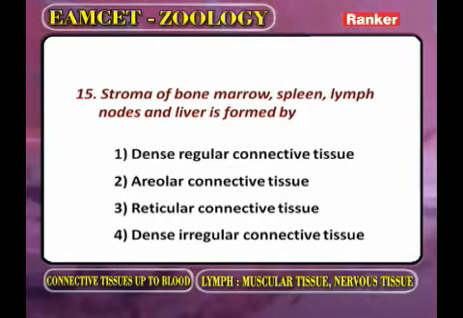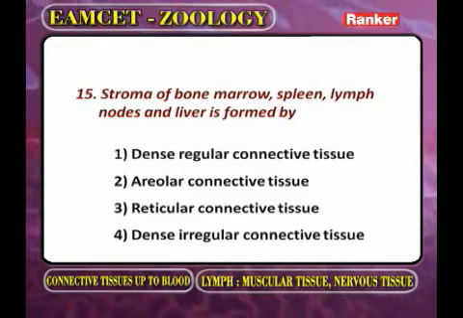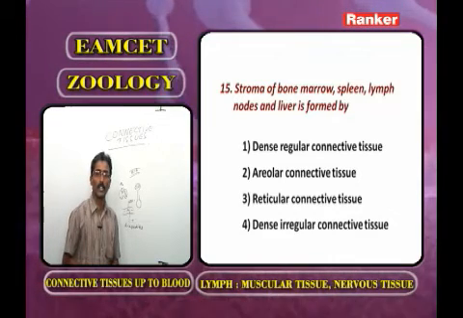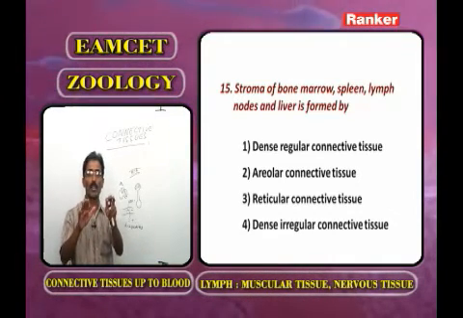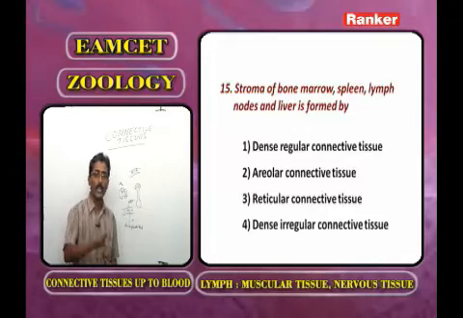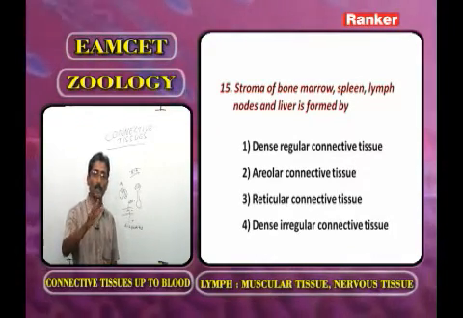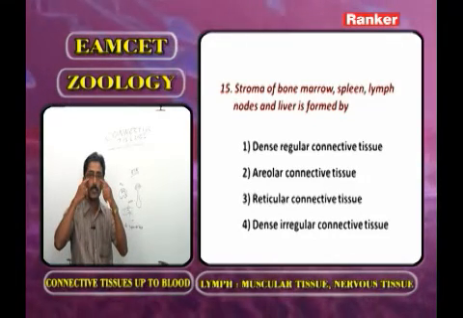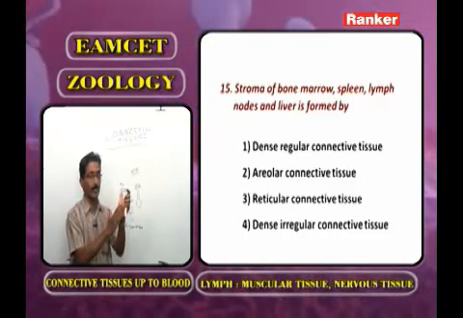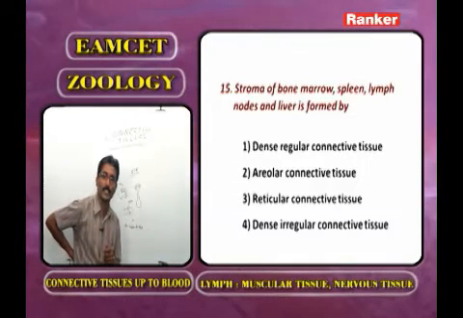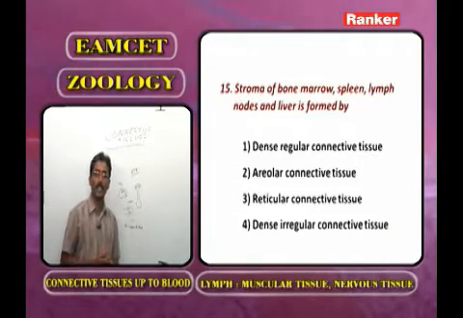Now you have to observe the options: the dense regular connective tissue, areolar connective tissue, reticular connective tissue and dense irregular connective tissue. For this question I am giving hints. As we observe, the mature connective tissue is broadly classified into areolar tissue, which is popularly known as binding tissue; the second one, adipose tissue, present around the eyeballs, in the palms, in the soles, and around the kidneys, etc.; and the last one, reticular tissue.